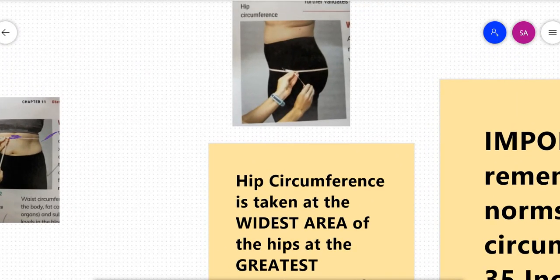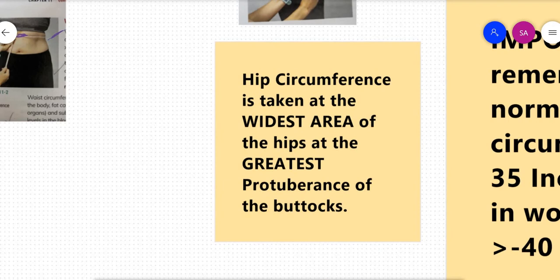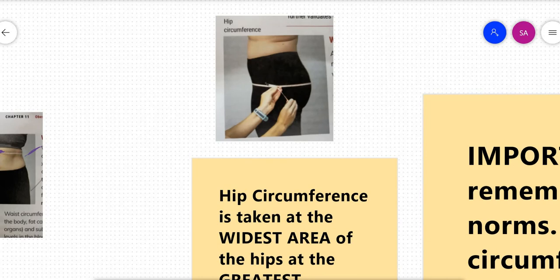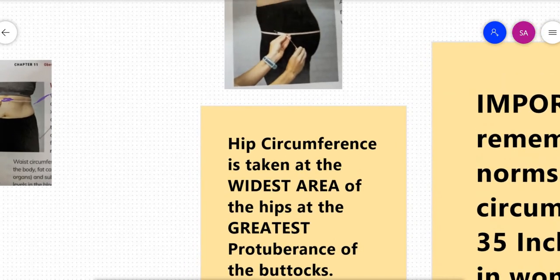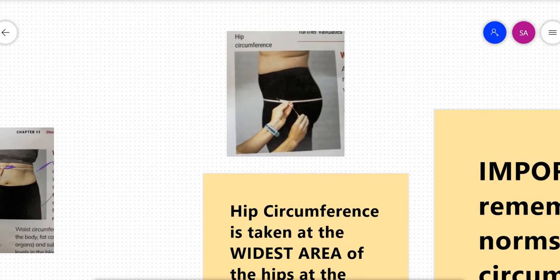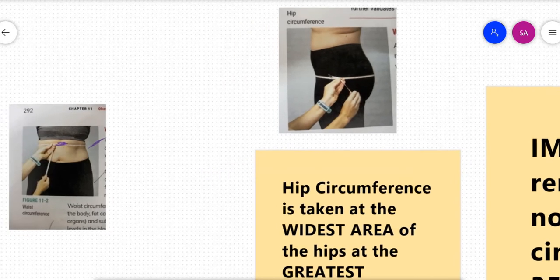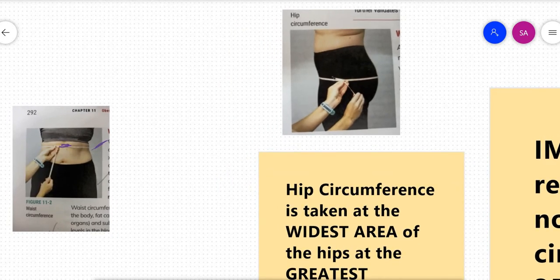Hip circumference is taken at the widest area of the hips at the greatest protuberance of the buttocks. This portion. Widest area of the hips at the greatest protuberance of the buttocks. So you can measure it. In both cases, you will see that the tape is held horizontal. It is also important to know this, so that if it is written on the exam whether to hold it horizontally or vertically, you are aware of it.